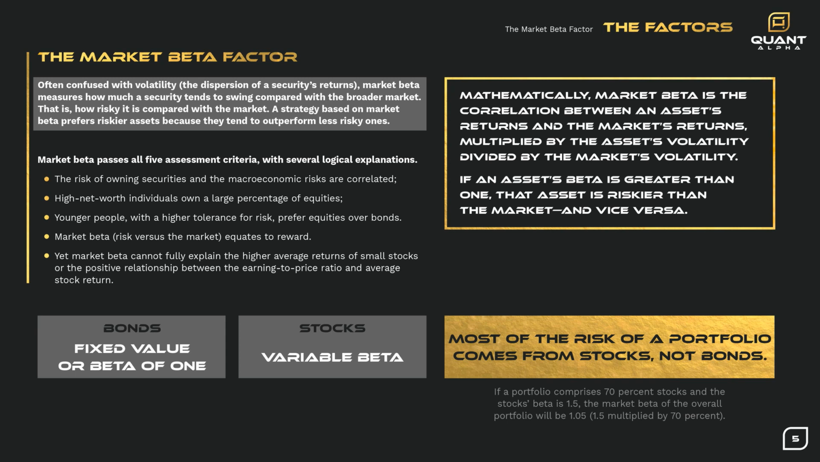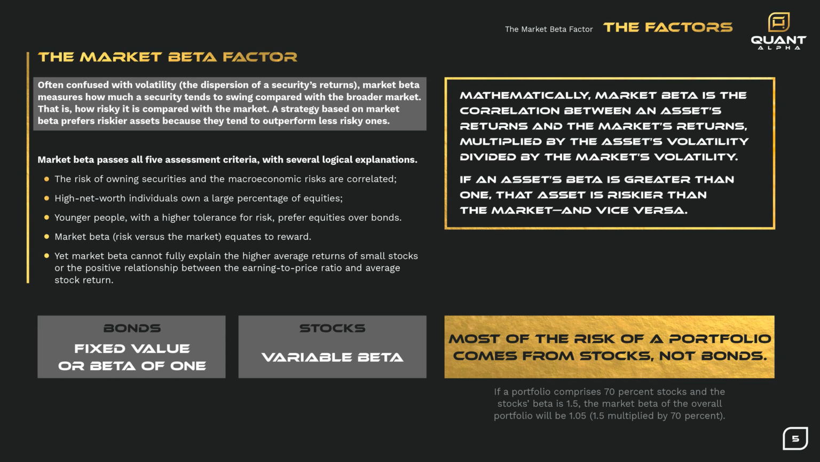Bonds have a fixed value or beta of 1. Stocks have a variable beta, so most of the risk of a portfolio comes from stocks, not bonds. If a portfolio comprises 70% stocks and the stock's beta is 1.5, the market beta of the overall portfolio will be 1.05, 1.5 multiplied by 70%.